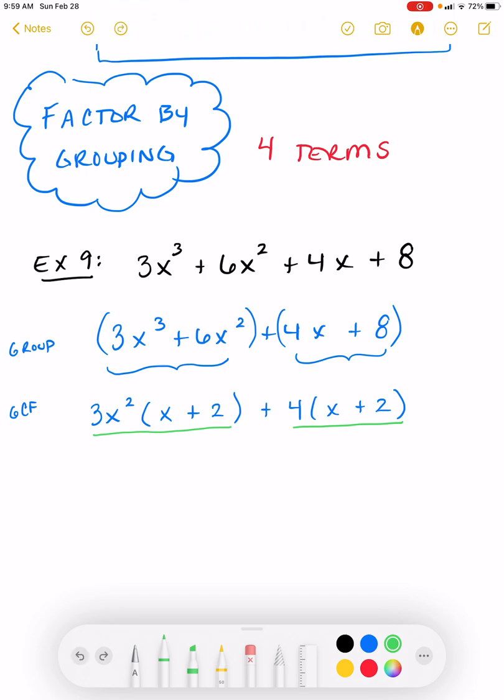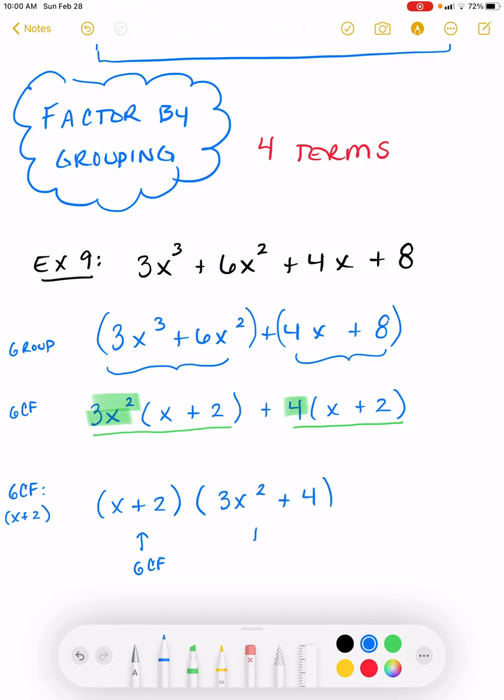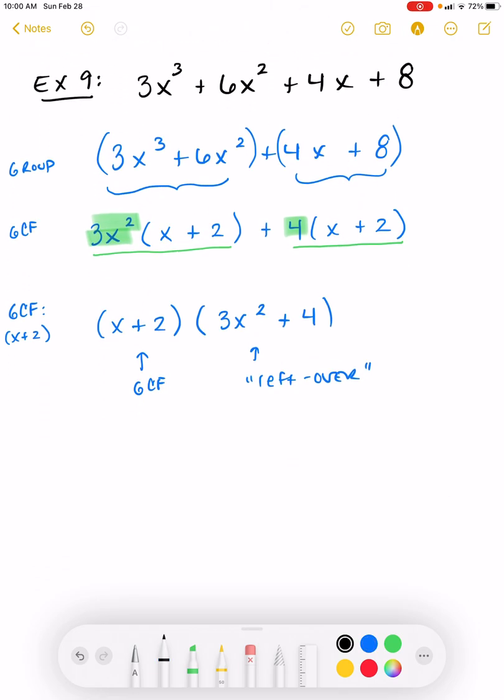What I can do is factor out a GCF again, and the GCF is x plus 2. If we factor out the greatest common factor of x plus 2, then what's left over is 3x squared plus the 4 right here, okay? And this is kind of like the leftover. All right, and that's how factor by grouping works. So I think we should try one more problem, just to make sure that you've got the hang of it. But I think factor by grouping flows pretty well.